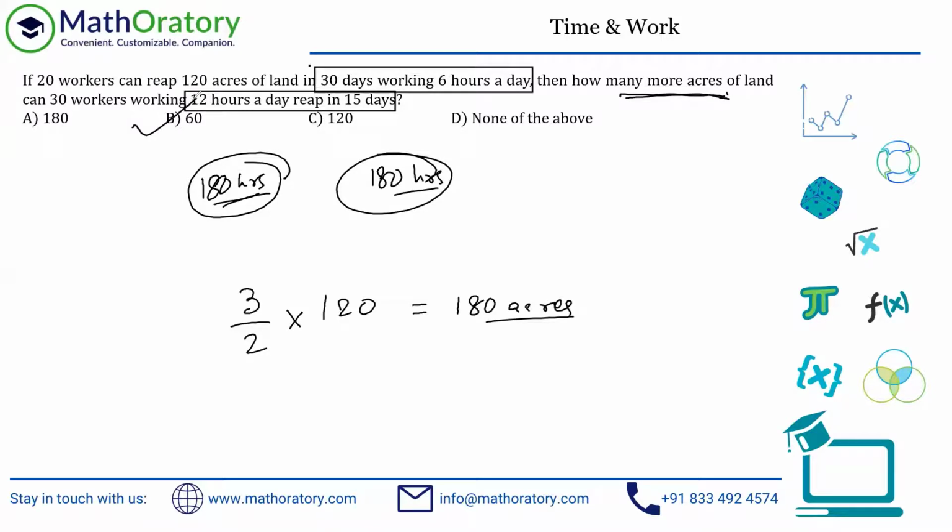So it's a pretty straightforward question, hardly 10 seconds, if you observe that 30 into 6 and 12 into 15 are the same. So there is no change in time at all. But even if that doesn't happen, you can work around it, right? Had this been a different time, you would have to take that part also into account along with the number of workers. So that's it for this question.